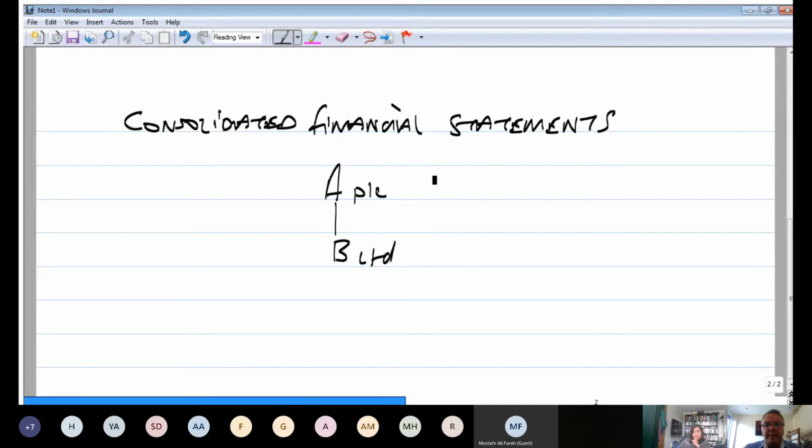So let's say that A PLC is based in Somaliland and B is based in Ethiopia. So you can see straight away that A is a parent of B. Now, in addition to that, B owns a company called C Limited. Again, C Limited might be in the UK. Okay, so you've got an idea of, whereas having one company on its own, you've now got 3 companies all owned by A.